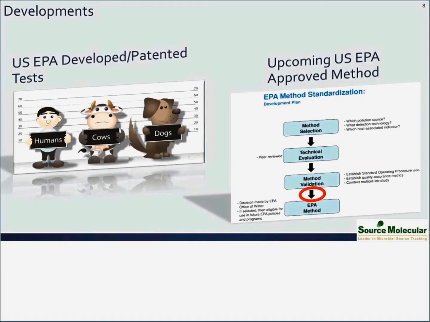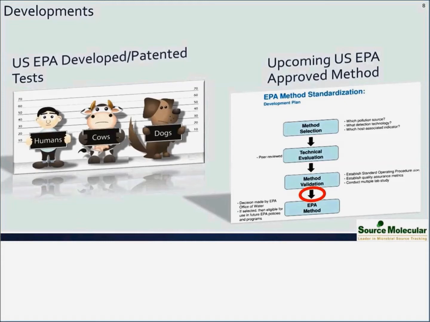So what does this mean? This means the US EPA, their research branch, went out and invented a way of developing source tracking tests. Then they patented that, and then they invented source tracking tests for these three sources. They patented it, and through relationship we have with them, we acquired license to use these three tests on implementation projects, real-world watershed management projects. So that's development one with the US EPA.